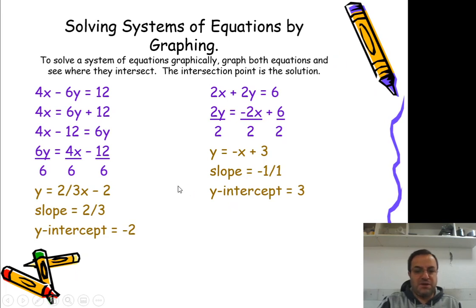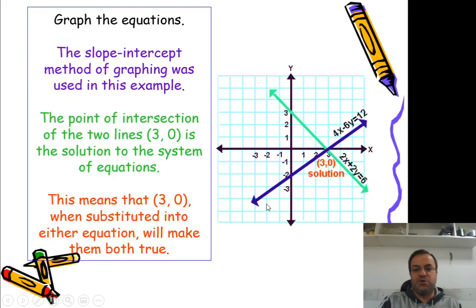In this example, the first step is to convert the two lines to the form y equal ax plus b. As you see here, this line is y equal 2 over 3x minus 2, and this line is y equal minus x plus 3. The slope here is minus 1 over 1, which is minus 1, and here the slope is 2 over 3. The y-intercept here is minus 2, and the y-intercept here is plus 3. So when we graph them, we get that they intersect at the point (3, 0), which is the solution of the system. This means that (3, 0) when substituted into either equation will make them both true.